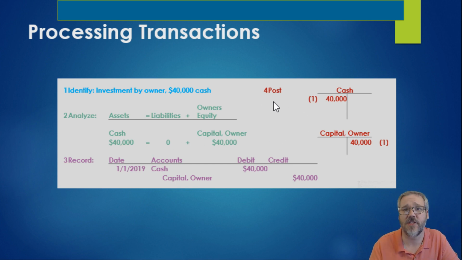Now what this looks like when we actually post these transactions, we're going to post each transaction into its own account so that we can get a balance of what's going on in this account. Right now, again, we only have this one entry for cash for $40,000. This is my T account, and it has $40,000 in the debit side. My capital owner, my owner's equity account, has $40,000 in the credit side. And this little number here is just a reference number. I've put all these in order on purpose. You'll notice that this one is going to match the date, and we'll keep that going throughout the rest of this example so that we can follow the example a little better.